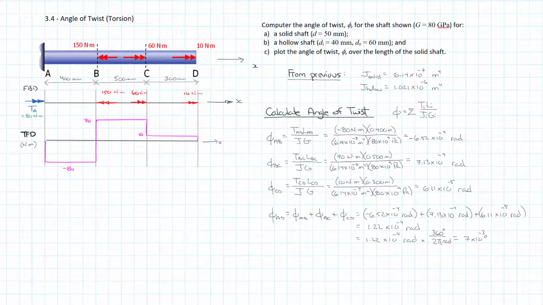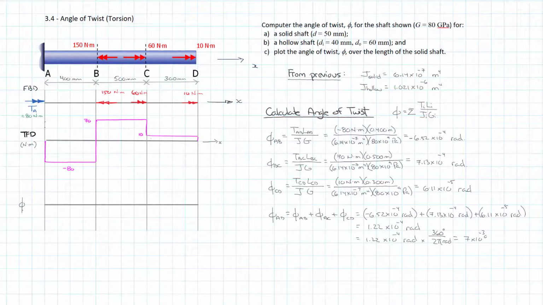So we did that very deliberately without combining any of that into one equation, because part C of the problem says to plot the angle of twist phi over the length of the solid shaft. So I'm going to extend my lines down here so I can put in a plot of phi over the length of the shaft. Okay, so I've just drawn in the framework that we can do this on.